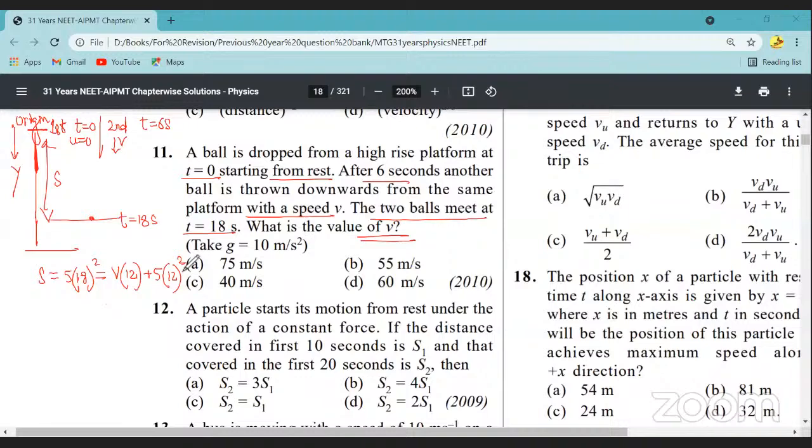Did everyone understand this? I have written s for both and I have equated them. See how much this comes out to be. So 12v comes out to be 5 into 18 square minus 12 square. So v will be 5 into 18 square minus 12 square, how much will it be, 6 into 30 by 12, so 6 into 12.5, 75. So option A.